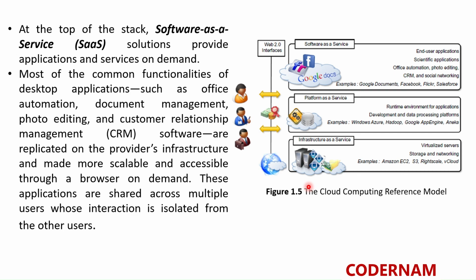And next is software as a service. They are at the top and provide applications and services on demand. Common functionality of desktop applications, such as office automation, document management, photo editing, and CRMs, all comes under SaaS.